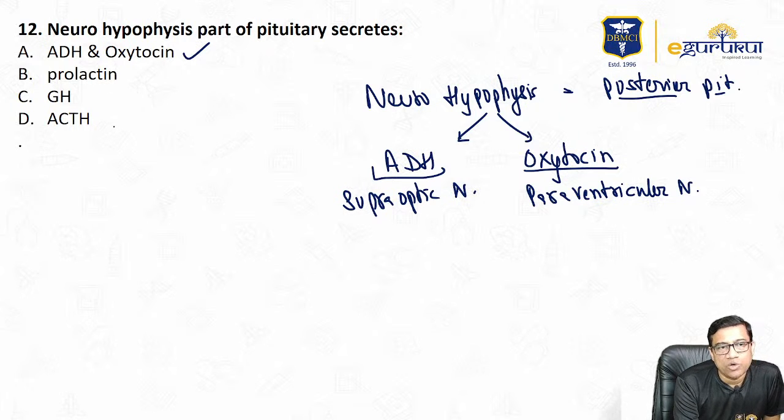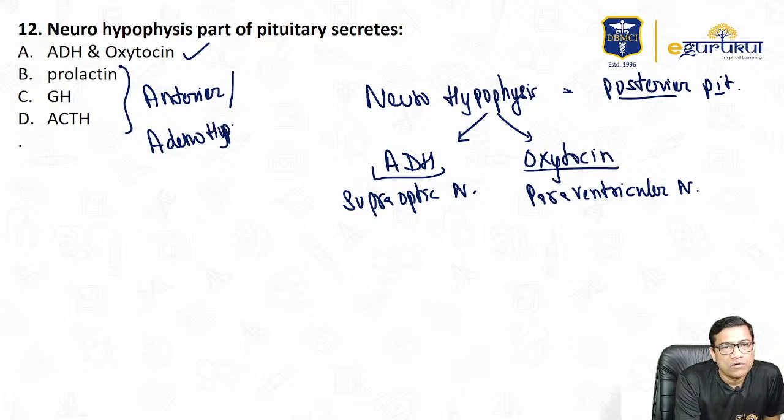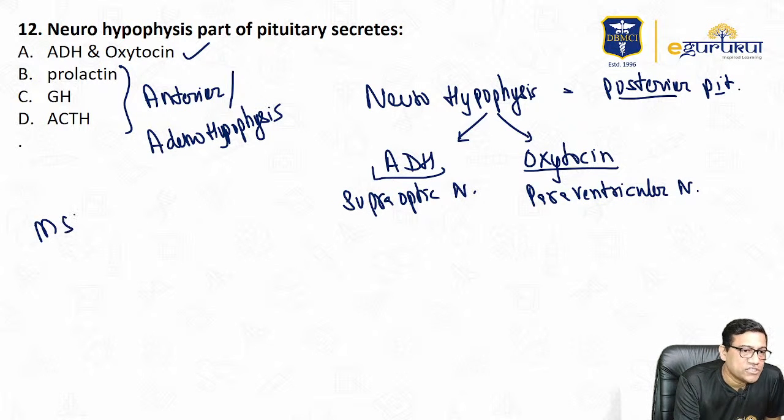Prolactin, GH, all of them come from the anterior pituitary, also called the adenohypophysis. Okay, and melatonin is controlled by MSH. Sorry, melatonin comes from the pineal gland, but MSH comes from the intermediate lobe.